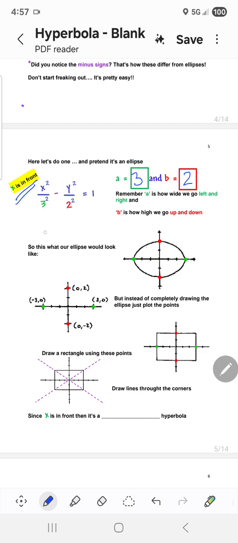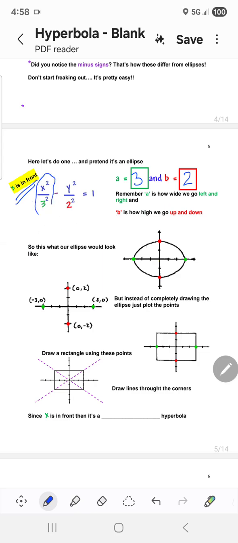Keep in mind that if this had said x squared over 9 minus y squared over 4, I'd still get A is 3 and B is 2, because remember, 9 is equal to A squared. So you have to ask yourself, okay, what squared gives me 9? Oh, well, 3 does.